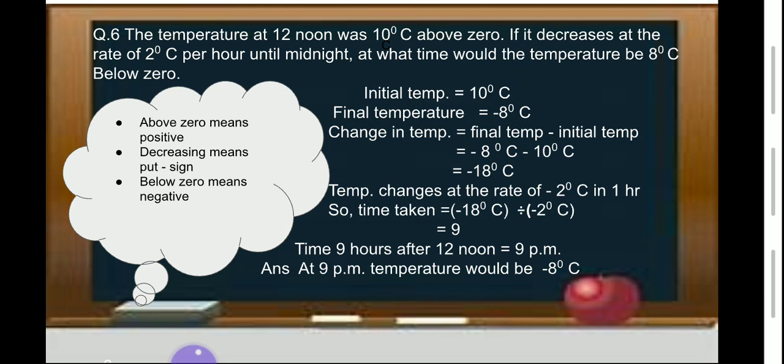So the time taken will be found by division. Negative 18 divided by negative 2. By the rule of division, they both are negative, so the answer will be positive 9. Now 9 hours after 12 noon will be 9 p.m. So at 9 p.m. the temperature would be negative 8 degrees Celsius.